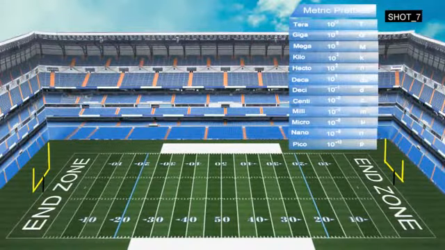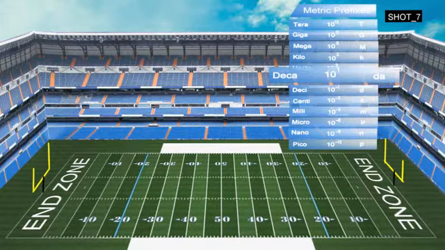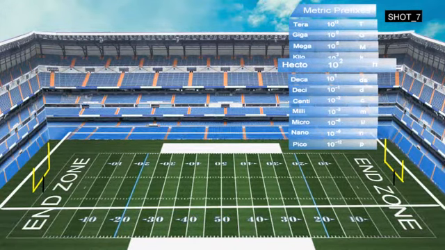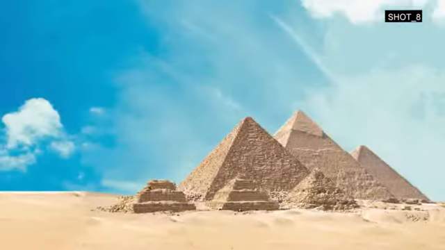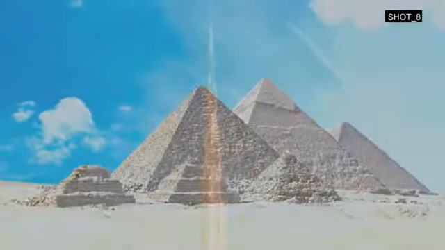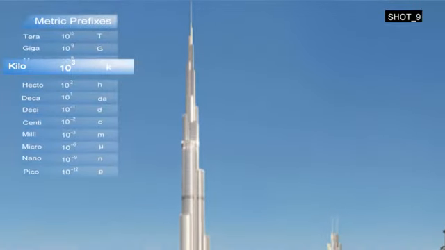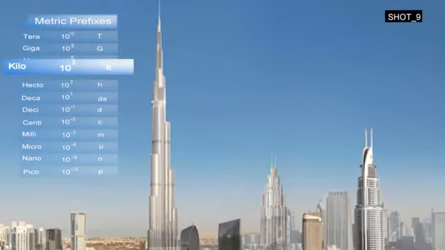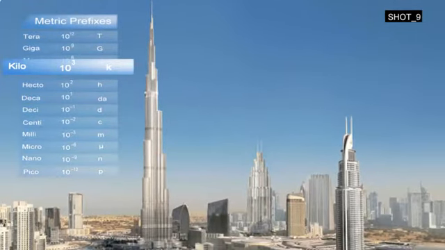If we then look at bigger objects, a decameter is 10 meters, which is about the length of the end zone in football. A hectometer is about the length of the entire football field, or the height of the Great Pyramid in Giza. A kilometer is a little more than the height of the Burj Khalifa in Dubai. For comparison, note the heights of the other skyscrapers in Dubai.